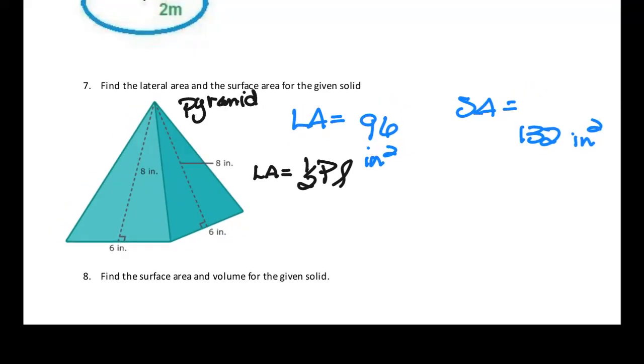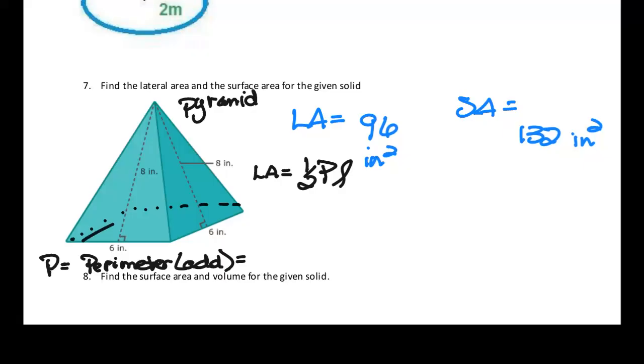So that capital P, can anybody tell me what capital P stands for? What word does that stand for? Perimeter, yes. And when you are finding perimeter, you are going to be adding all of the sides together. Now, we're talking about our base here, okay? They don't have it drawn, so it looks three-dimensional, well, sort of.